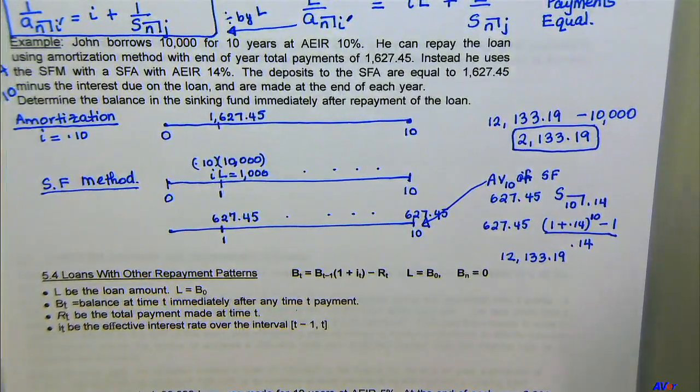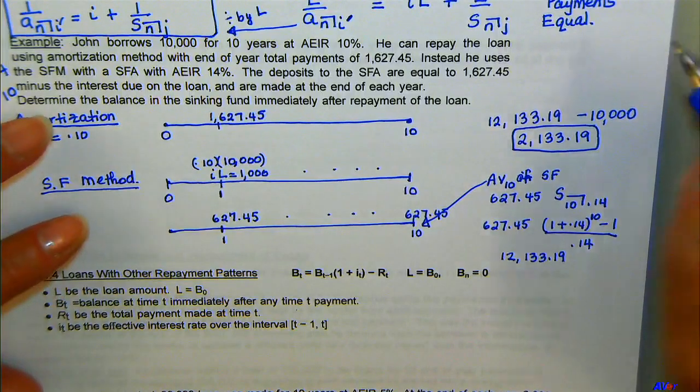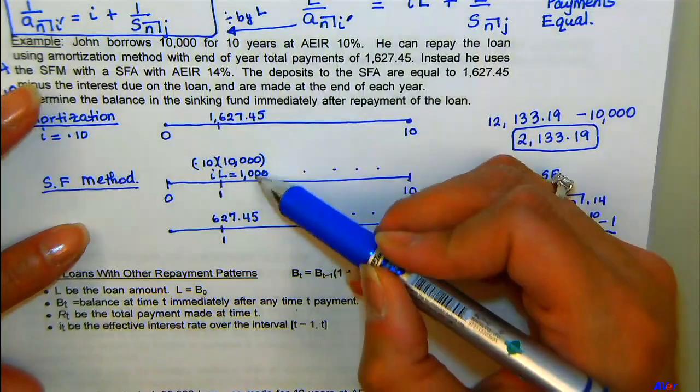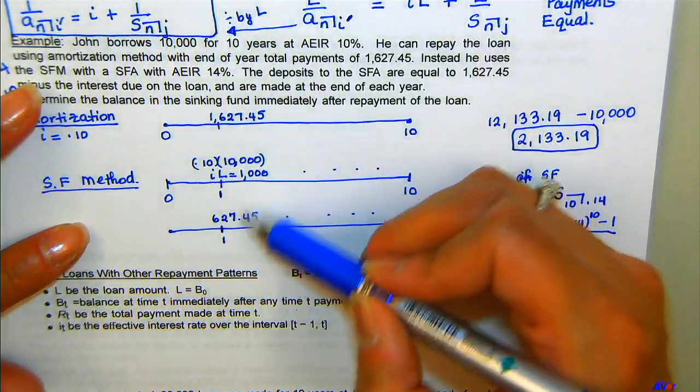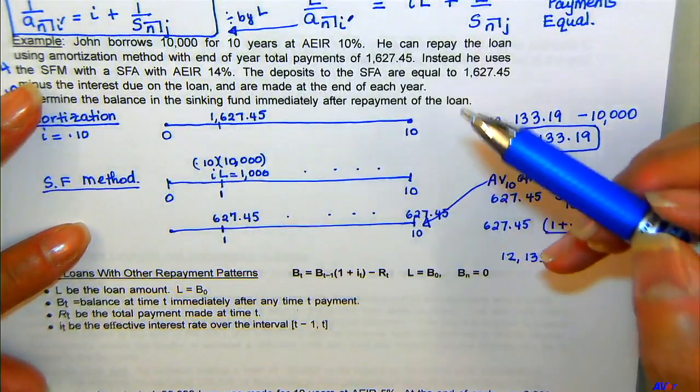Get it? Melissa, question? You don't have to do anything to that. They're trying to say that the payment here is equal to the total payment here. That's all, only in this problem. Okay.